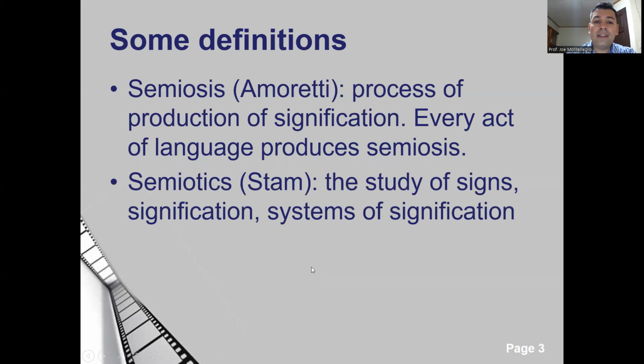Now, semiotics, according to Robert Stam, is the study of signs, signification, and systems of signification. So how do languages mean? How do other forms of communication also mean? If we want to learn that, we take semiotics and we use its tools as a scientific discipline to understand how things mean, how things produce meaning. And when I say things, I mean anything that can produce meaning, right?